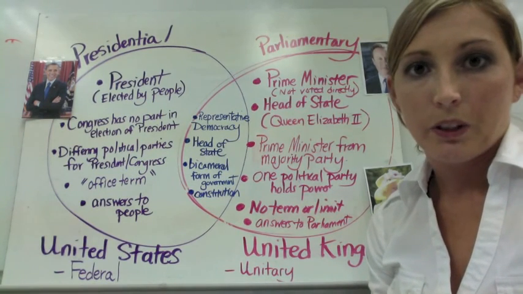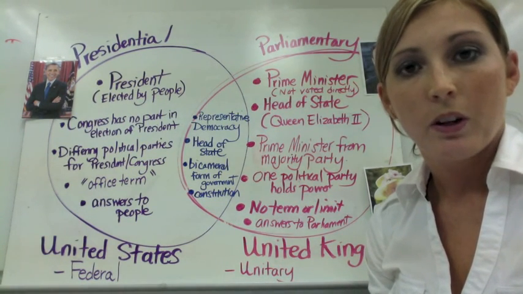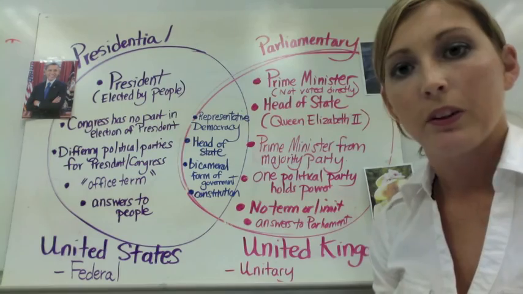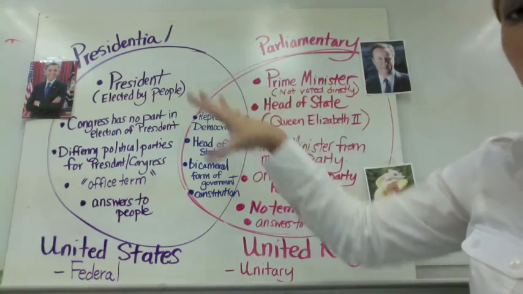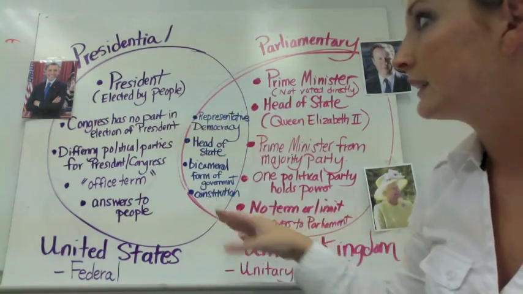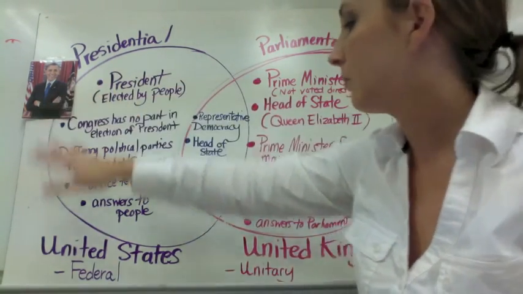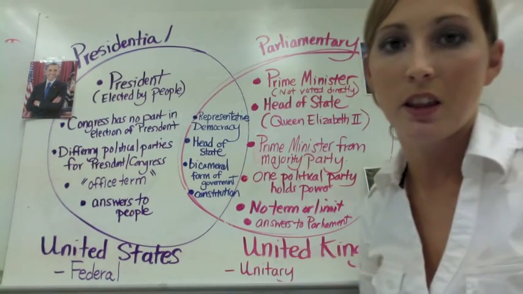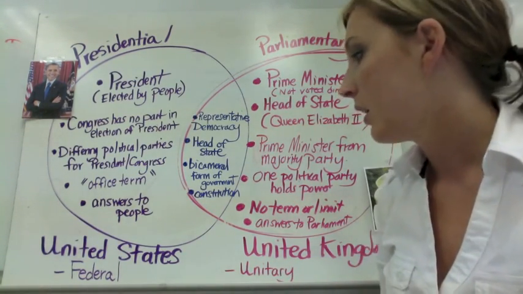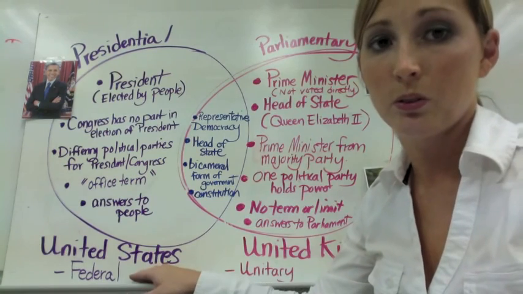In class, you were given a Venn diagram. If you would go ahead and get that out and begin filling it in. The presidential and parliamentary differences that exist. Number one, we're gonna go ahead and apply this to the United States and the United Kingdom and extend that example a little further. The United States is a federal democracy.